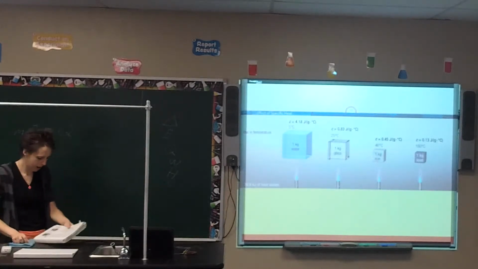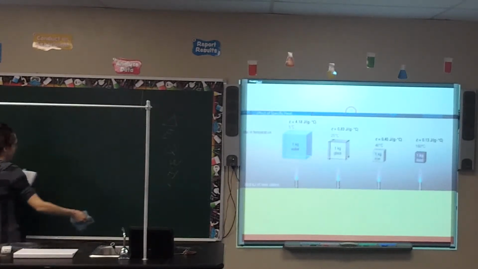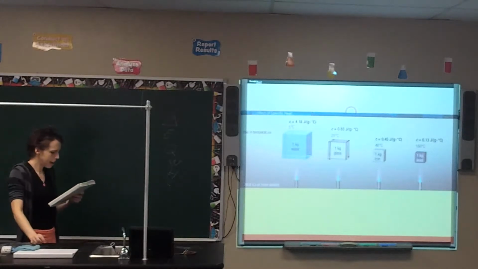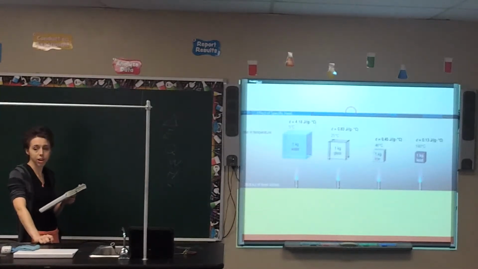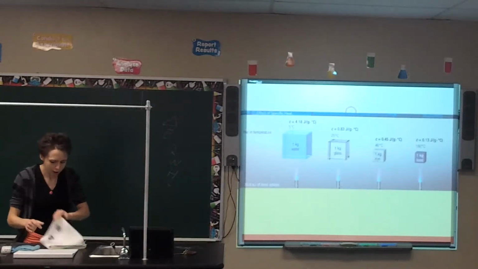So the example on page 82. Alright, so how much heat is lost by a piece of copper with a mass of 50 grams when it cools from 95 degrees Celsius to 20 degrees Celsius? And that tells you the specific heat of copper is 0.38 joules per gram degrees Celsius. Alright, how do I find temperature change?